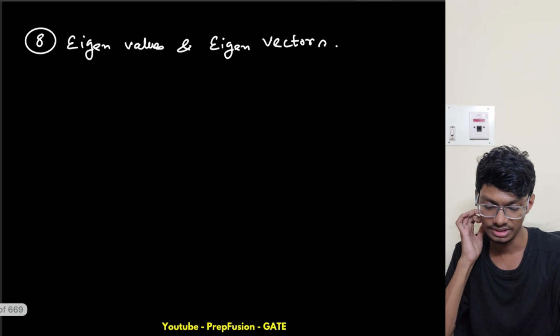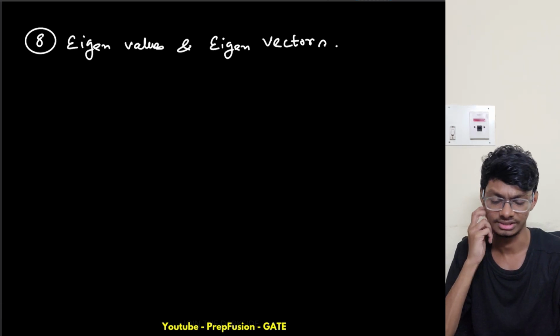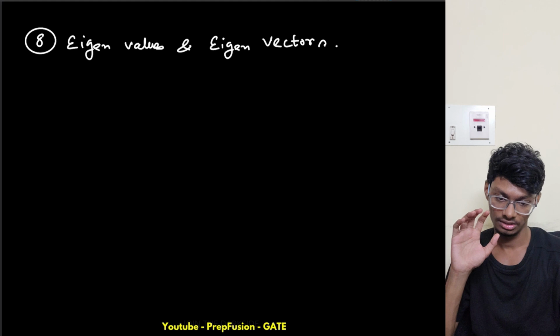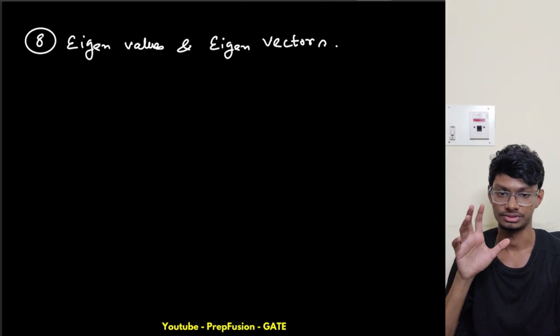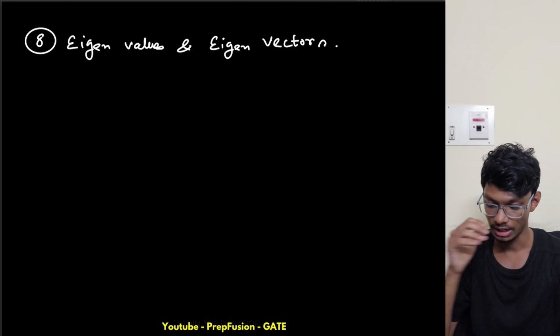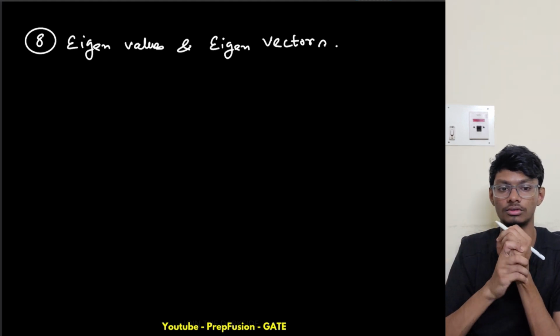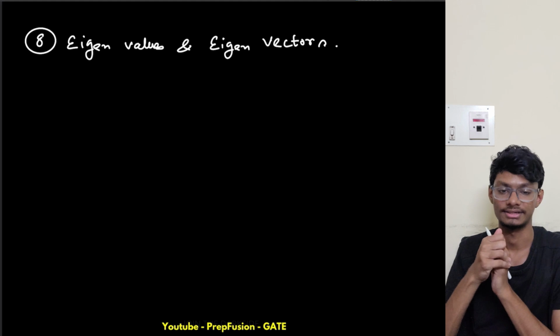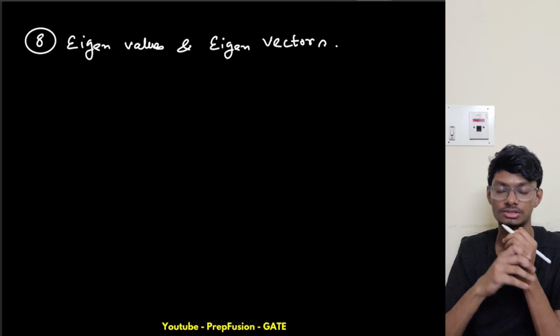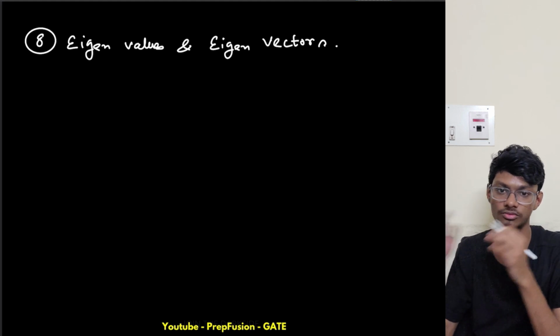So next we studied eigenvalues and eigenvectors. The first thing was their transformation. Transformation means I'm changing from one basis to another basis, or you can say from one axis to another axis.